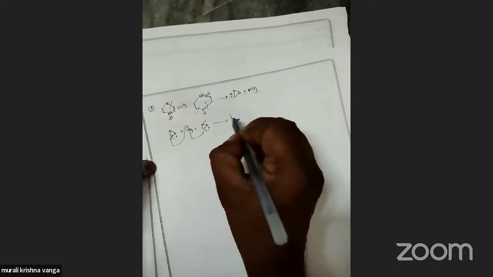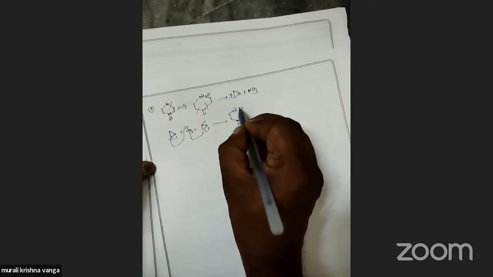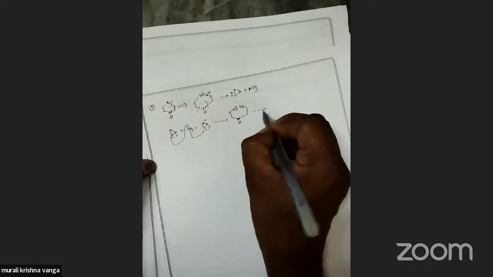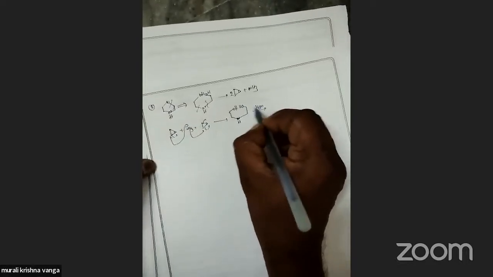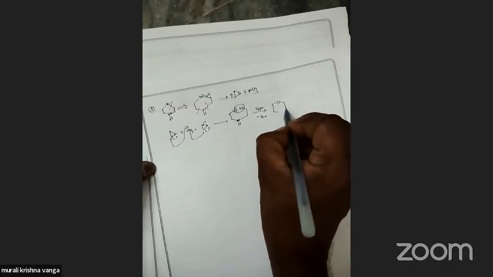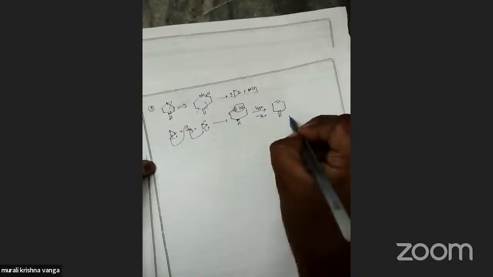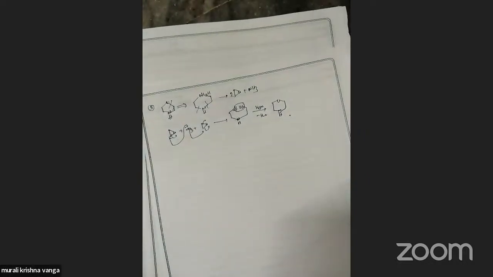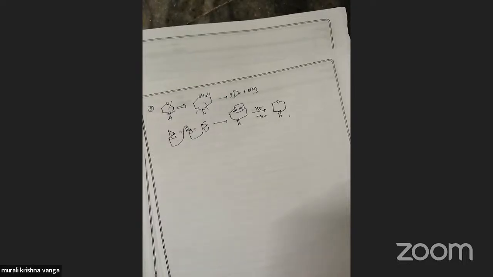NH, OH, OH, NH. Now it undergoes loss of a water molecule in the presence of H2SO4. Then the product, this morpholine, will be formed. So these are examples of six-membered ring formation.